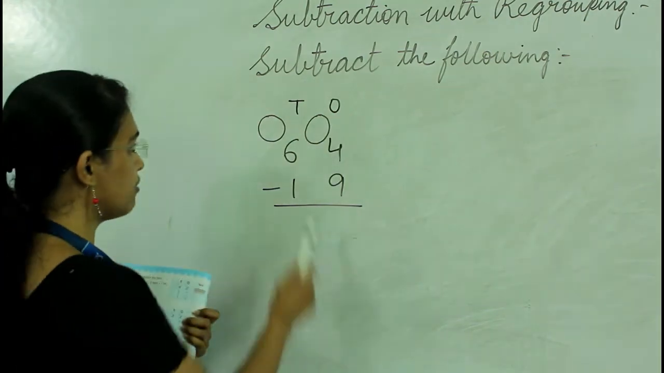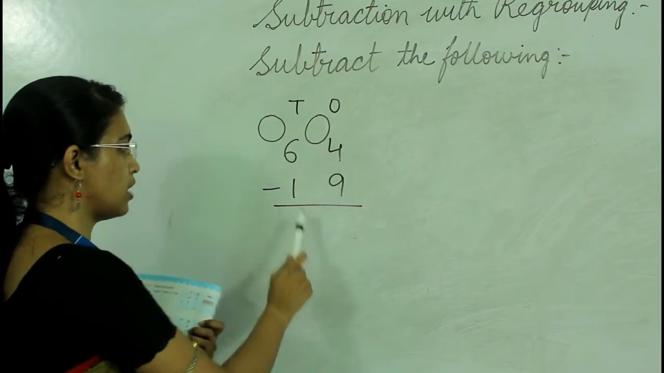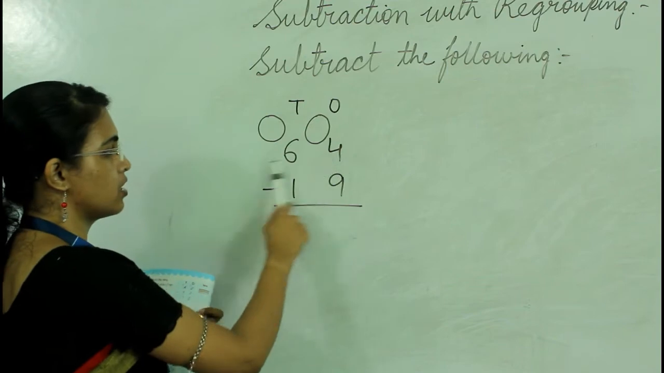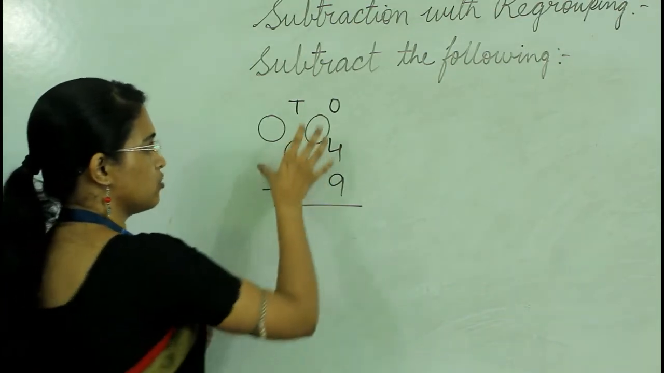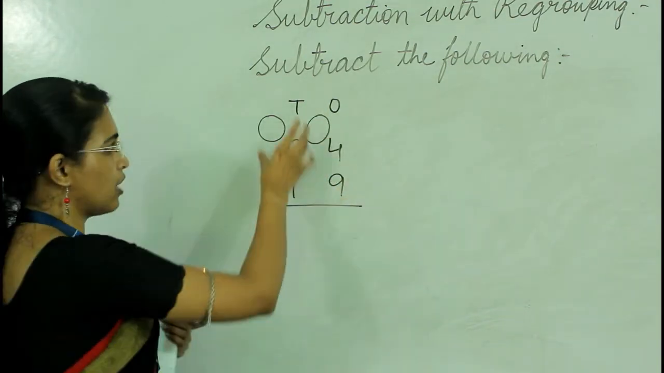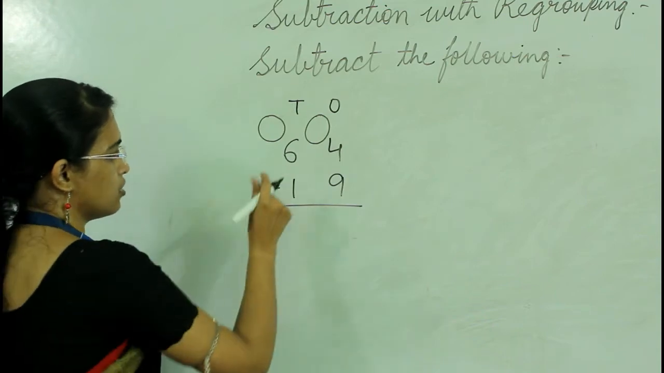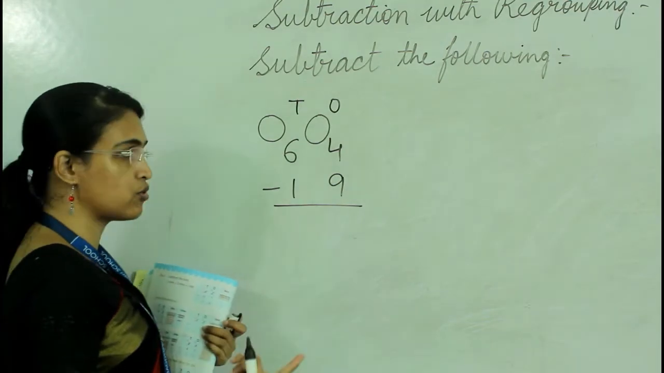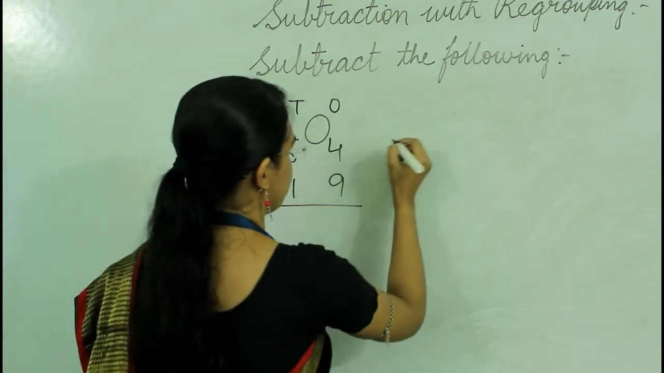Okay. Now we have 2 digits in this place and 2 digits in this place also. Now first, the 6 is in which place? Tens place. That means how many groups we have to draw? 6 groups.